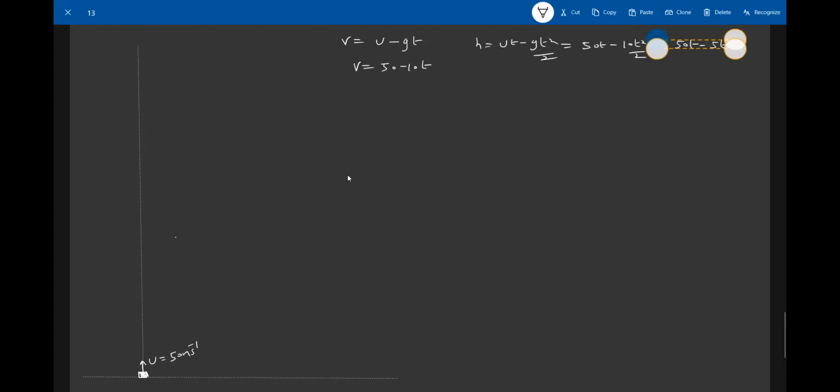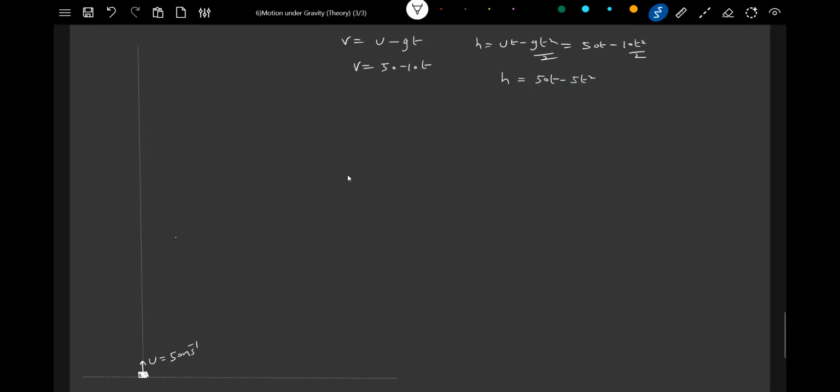So here I'm going to project a body with a velocity u. Let's take some velocity, 50 meters per second. Acceleration due to gravity we know. So all the equations will be v equal to u minus gt. So what is the u? 50 minus 10t. Then h equal to ut minus half gt square, 50t minus 10t square by 2. So the equation will become 50t minus 5t square. These are the equations which we'll be using to predict the height of the object at any time t and the velocity of the object at any time t.